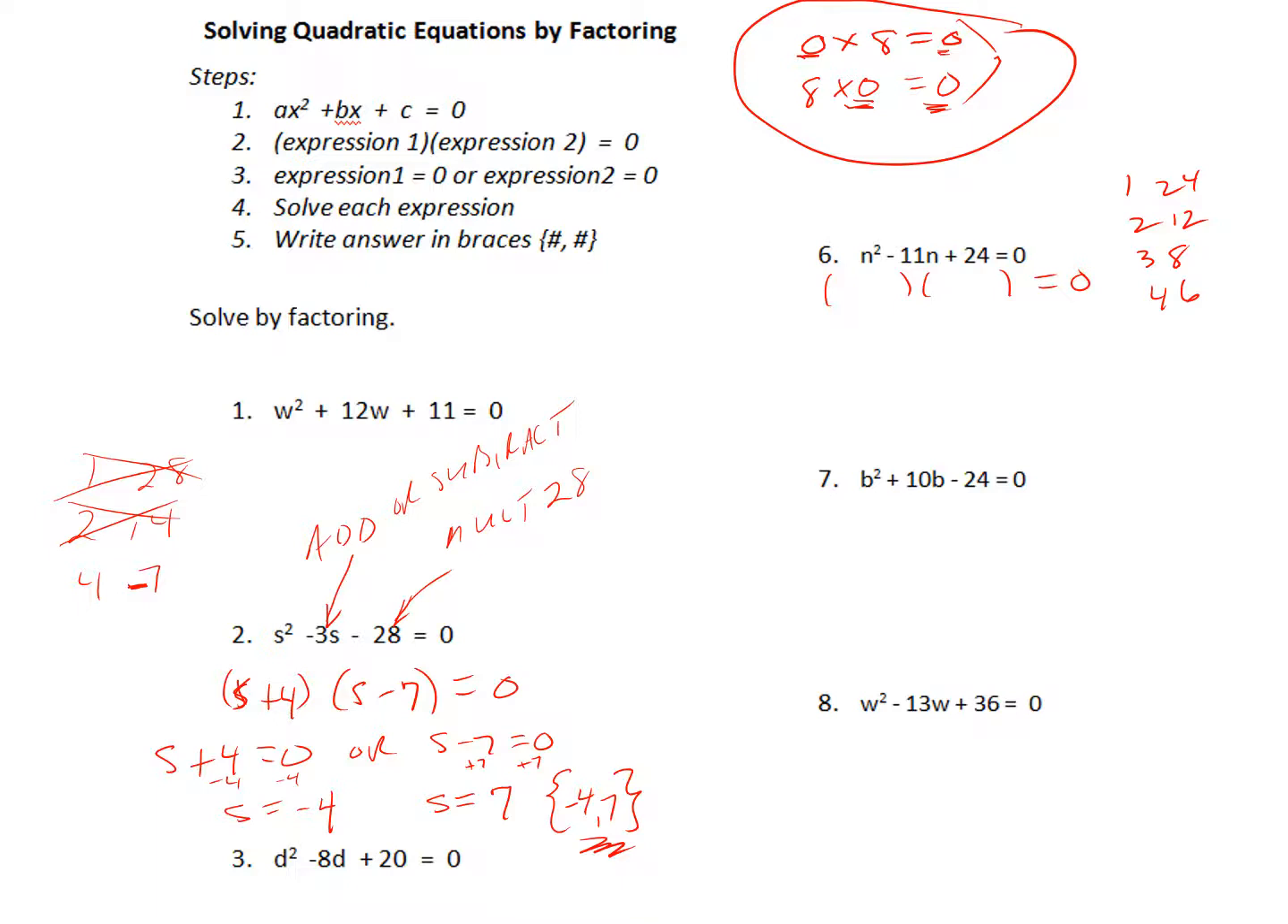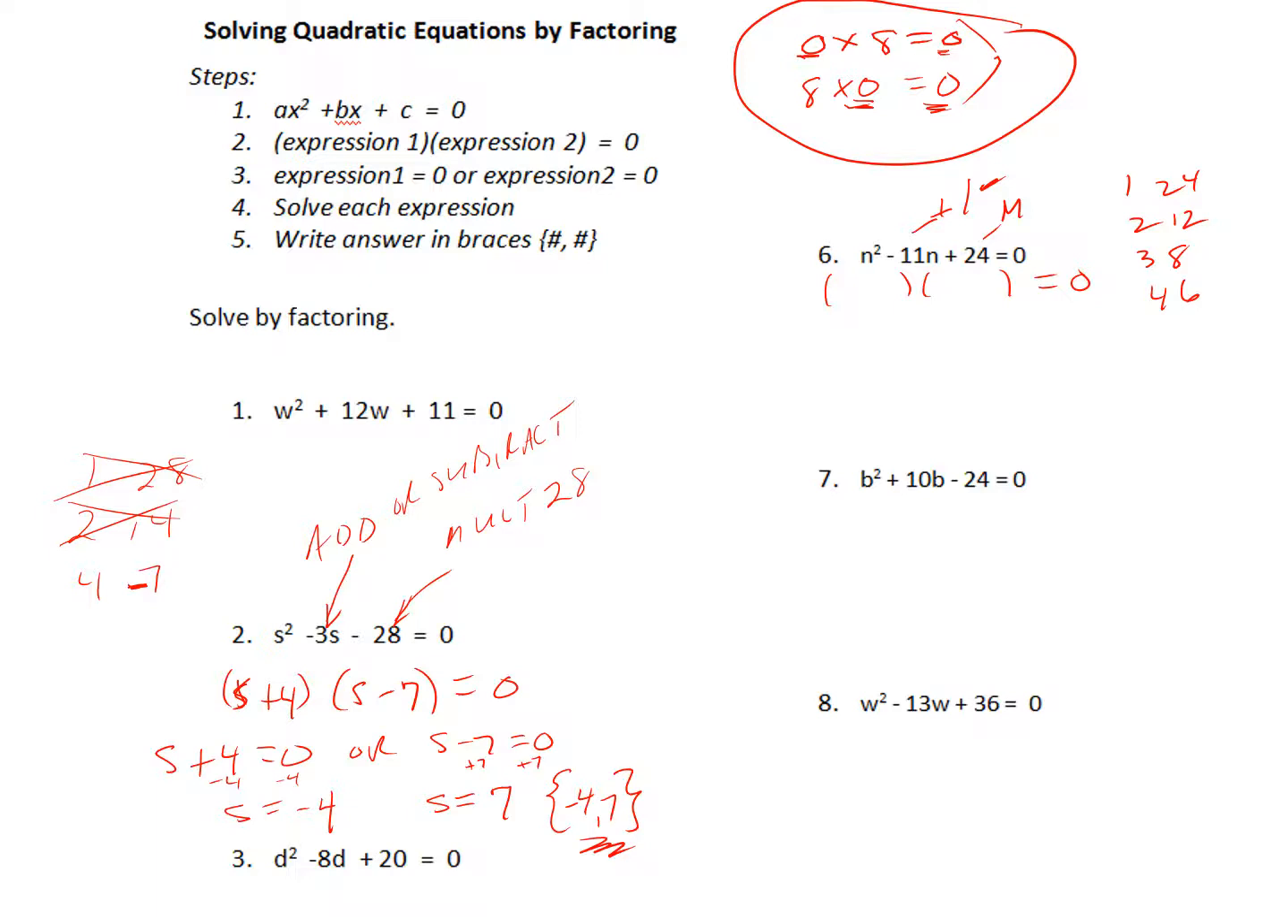And now again, when I multiply them together, I have to get 24. And when I add or subtract, I have to get a negative 11. Now let's see what we got here before we jump into this. So the negative 11, let's go through the factors.